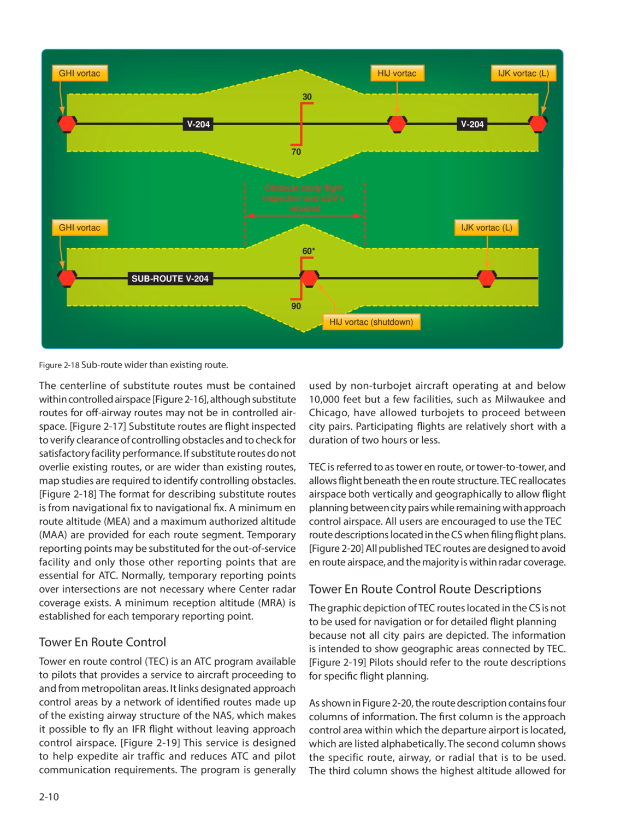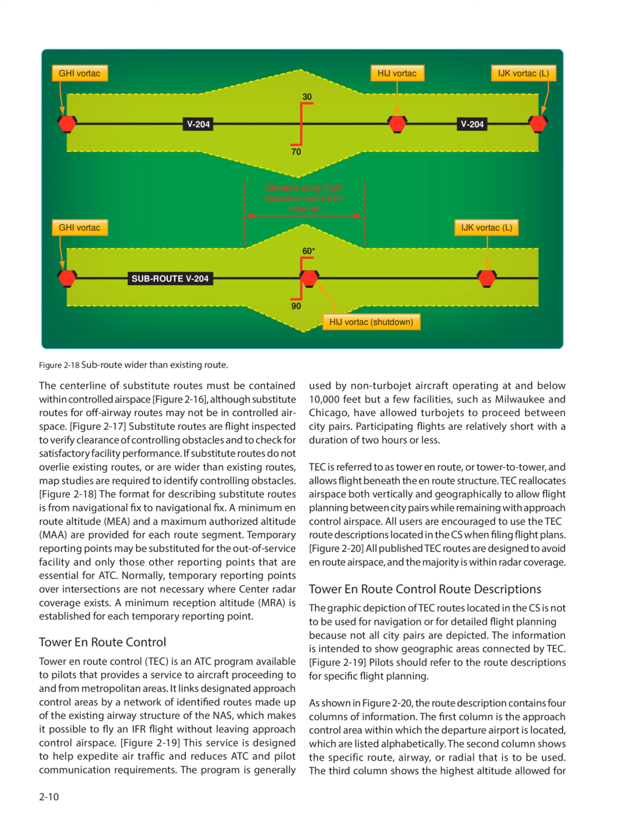The program is generally used by non-turbojet aircraft operating at and below 10,000 feet, but a few facilities, such as Milwaukee and Chicago, have allowed turbojets to proceed between city pairs. Participating flights are relatively short with a duration of 2 hours or less. TEC is referred to as tower en route, or tower to tower, and allows flight beneath the en-route structure. TEC reallocates airspace both vertically and geographically to allow flight planning between city pairs while remaining within approach control airspace.